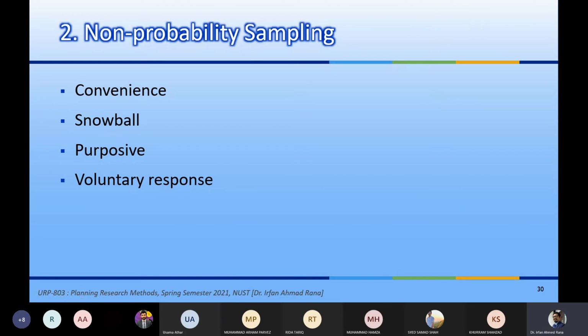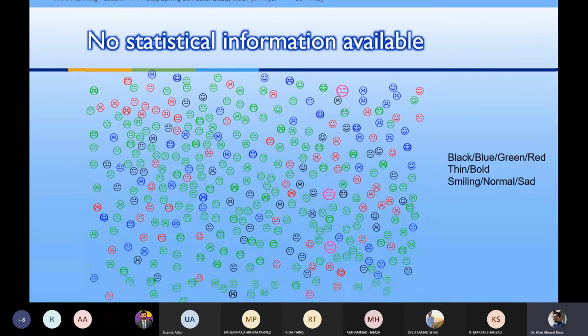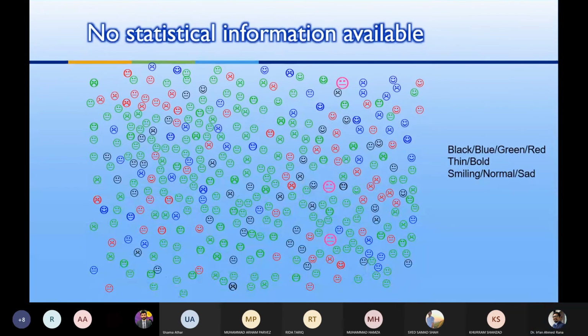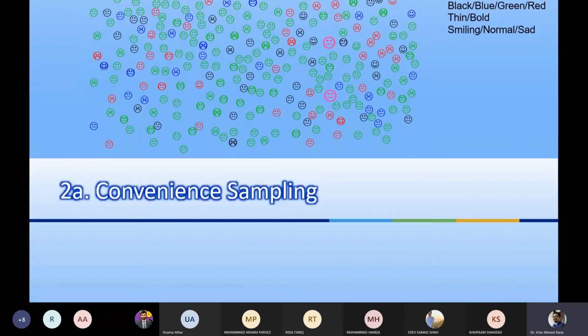So convenience sampling is there, snowball, purposive, and voluntary. These are mostly used when we don't have enough data about how much population is there. When we don't have the data, then we opt for non-probability sampling.